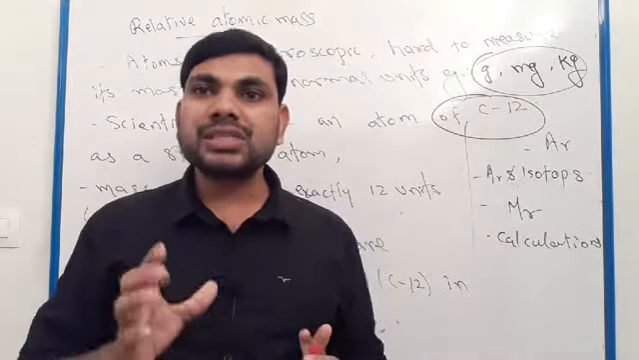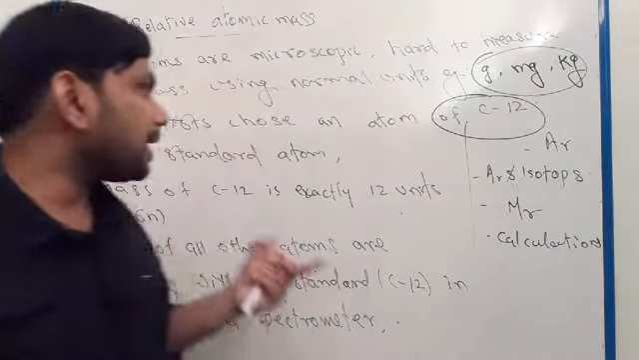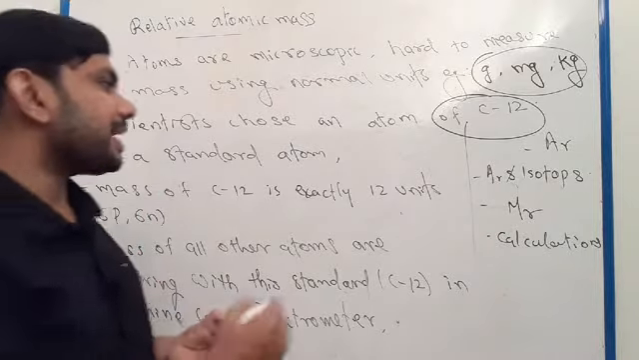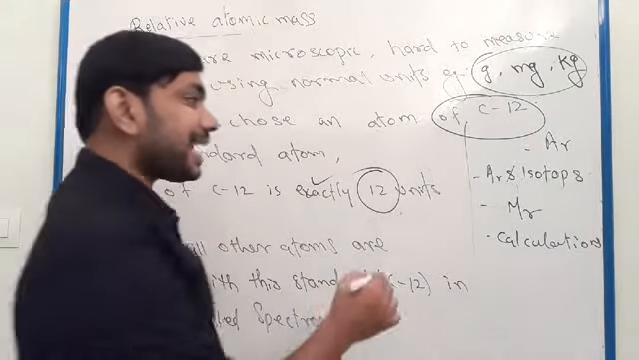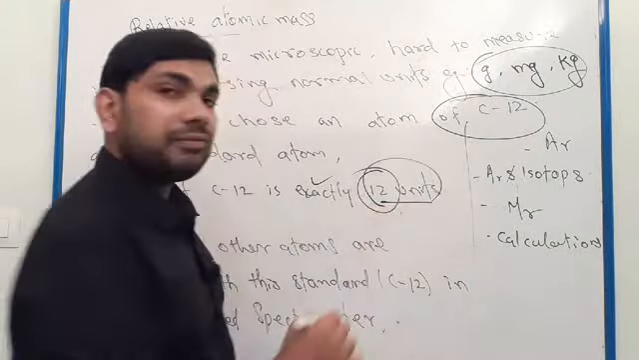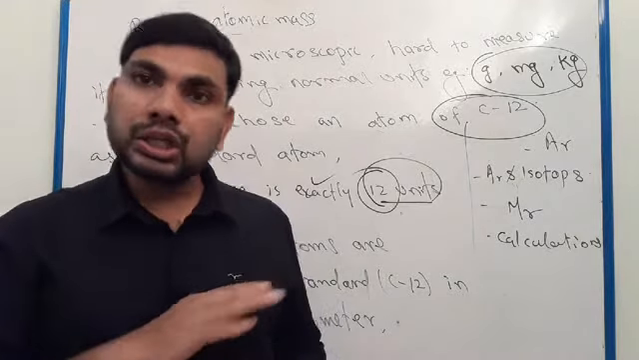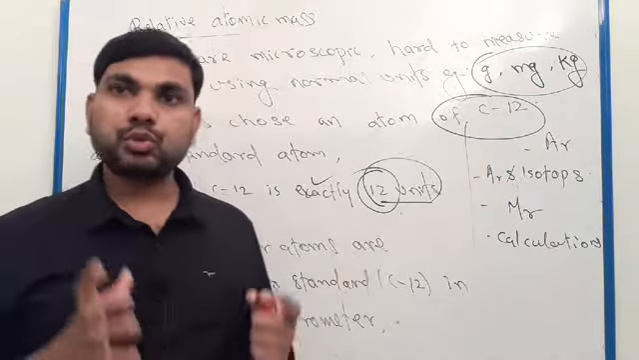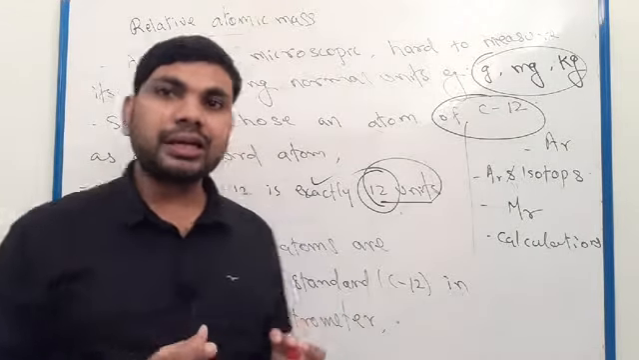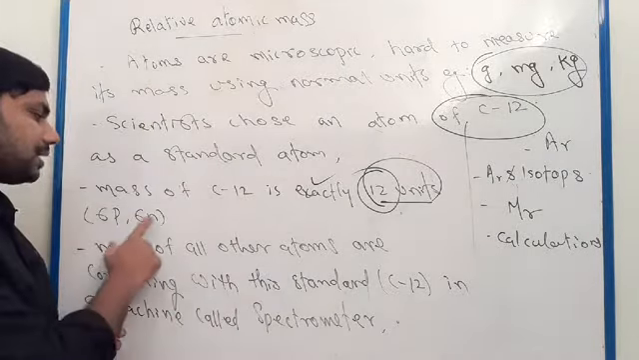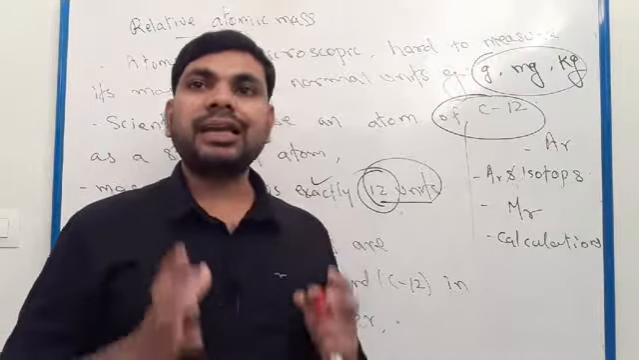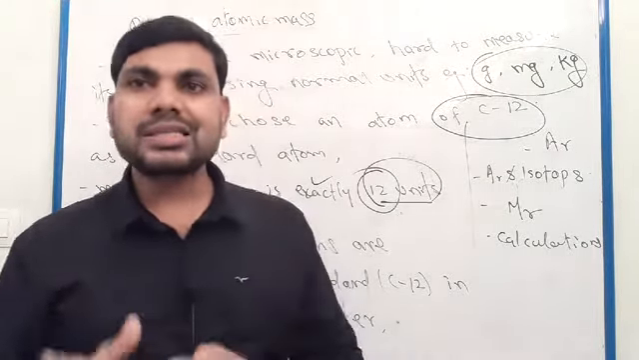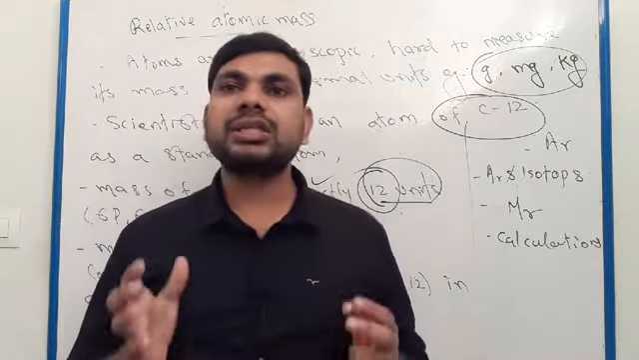Carbon-12 is used as a standard because the mass of carbon-12 is exactly 12 unit. We say 12 unit, not 12 gram, not 12 milligram, not 12 kilogram. Carbon-12 contains exactly 6 protons and 6 neutrons, so the mass of carbon-12 is exactly 12 unit. That's why scientists choose carbon-12 as a standard unit.